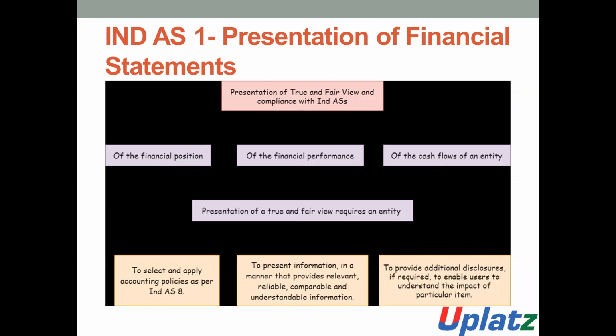Presenting a true and fair view requires an entity to select and apply accounting policies as per IND AS 8, to present information in such a manner that provides relevant, reliable, comparative and understandable information, and to provide additional disclosures if required for users to understand the impact of particular items.